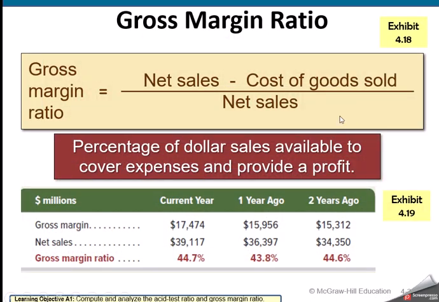Our gross margin is our gross profit, which is net sales minus cost of goods sold, divided by net sales, and it'll give us a percentage. That percentage is nice to compare to other companies or to prior years to see how the company is doing from a financial standpoint. Okay, so that is chapter 4.